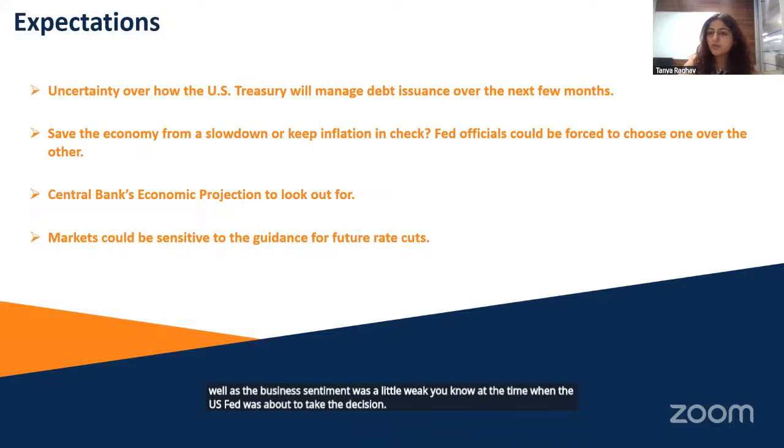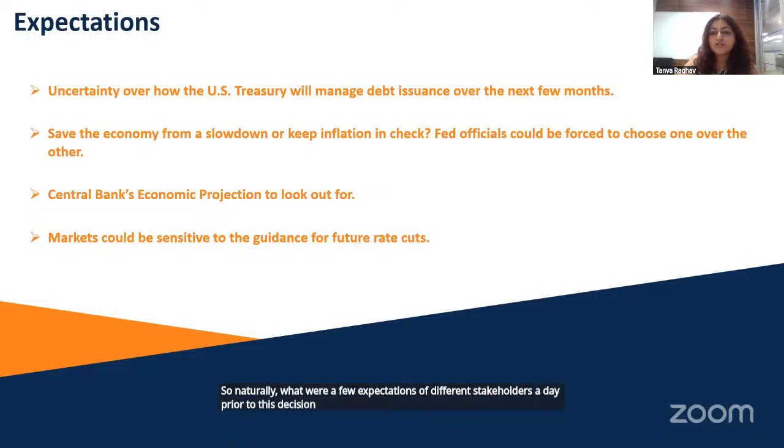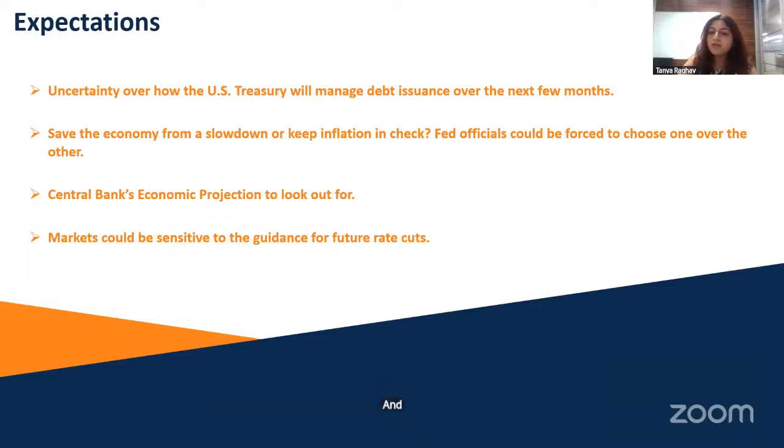Naturally, what were a few expectations of different stakeholders a day prior to this decision? There was a lot of uncertainty about how the US Treasury would manage the debt issuances over the next few months, and what decision the Fed would make, whether it would prioritize saving the economy from a slowdown, or prioritize inflation and keep it in check. So what would the decision be like, and what would the economic projection be?